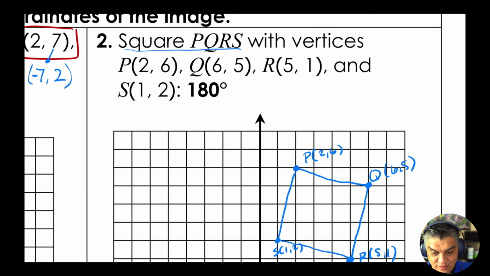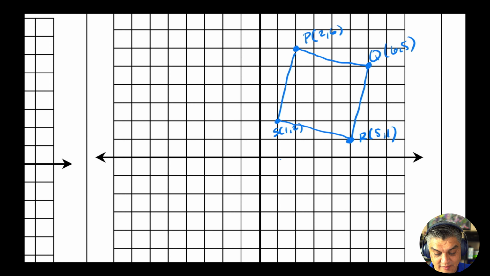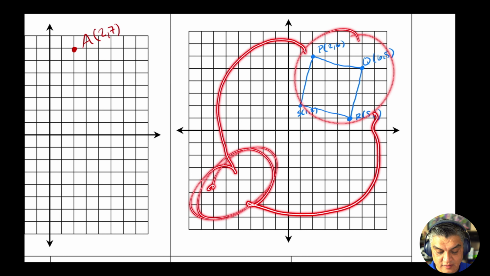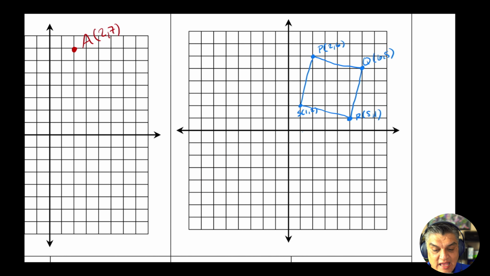Because it's the same either way. Think about it. If I'm right here and I go 180 degrees counterclockwise, I'm over here. If I go 180 degrees clockwise, I'm over here. Right? 180 is half a turn, so it doesn't matter which way I turn.